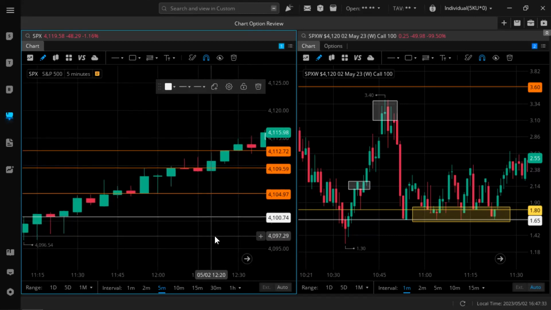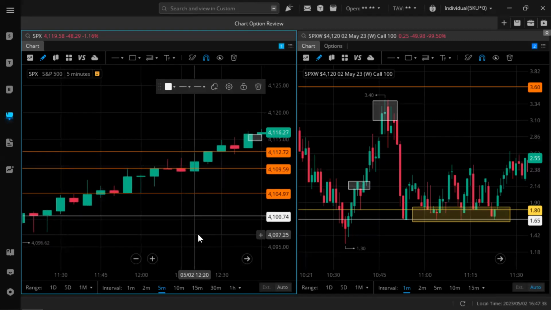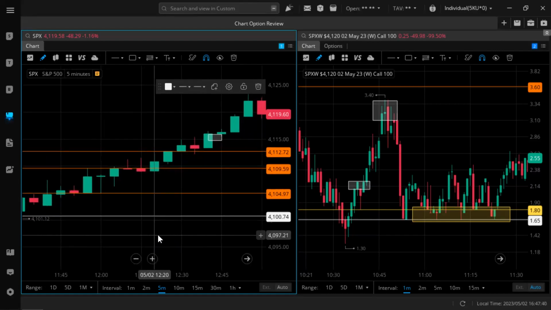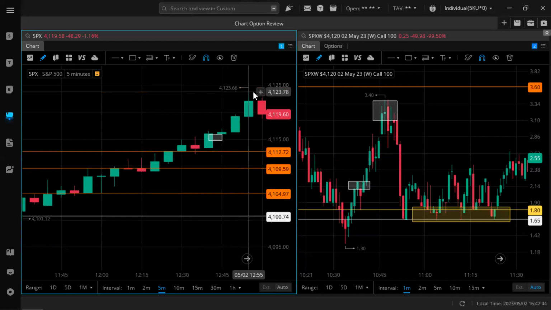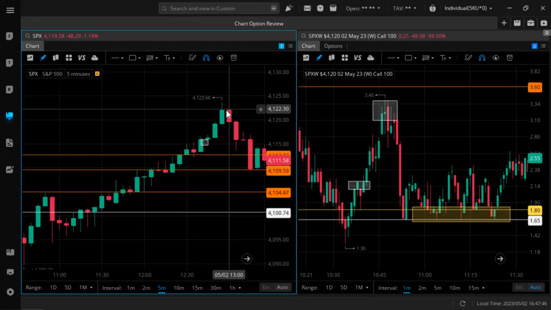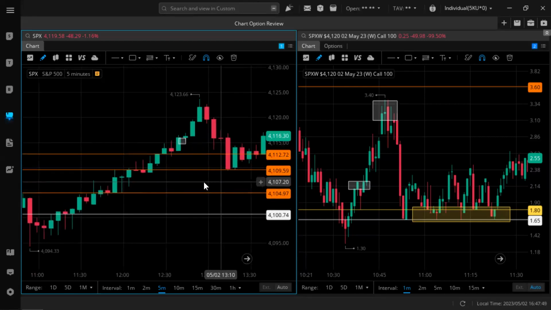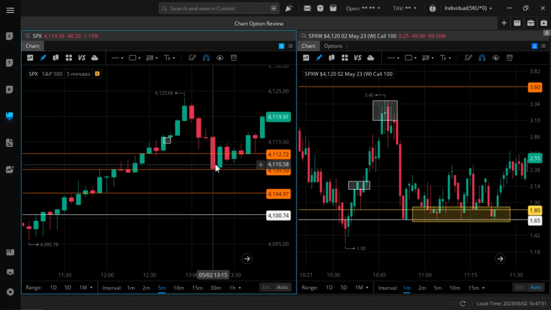Next candle, held above 4112. It wicked below, but buyers are still there. Next 5-minute, boom, push. Next 5-minute, look at the 5-minute candles now. Buyers are officially present. I am not scared at this point. All 3 of my levels broke. Any pullbacks that happen, I need to see strength. Sure enough, heavy red, heavy red, heavy red.